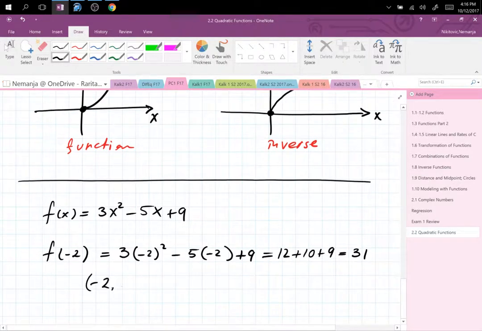And this negative 2, 31 is a point that you can graph. You can compute others and you can connect them. But we are going to find a much better way of dealing with graphs than chasing the points. So these quadratic functions are functions, and you can compute the value. You can compute the difference quotient for it, right? You can do everything you did so far.